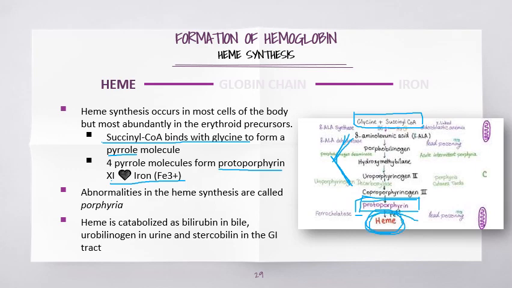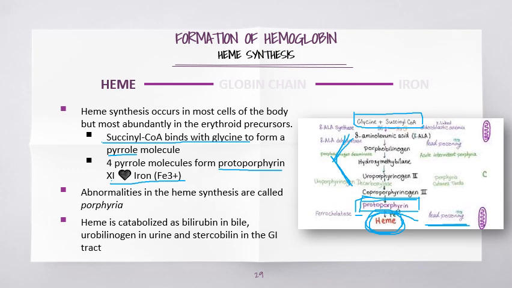Okay. So any disruption of heme synthesis, or abnormalities or absence of enzymes in the heme pathway, is the disease that we call porphyria. So diseases or abnormalities in heme synthesis are called porphyria. Lead poisoning inhibits the last enzyme in the formation of heme.